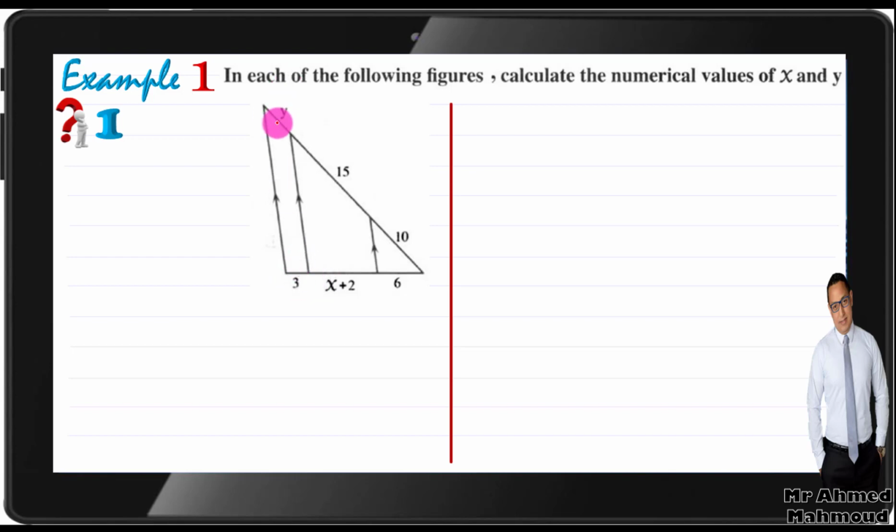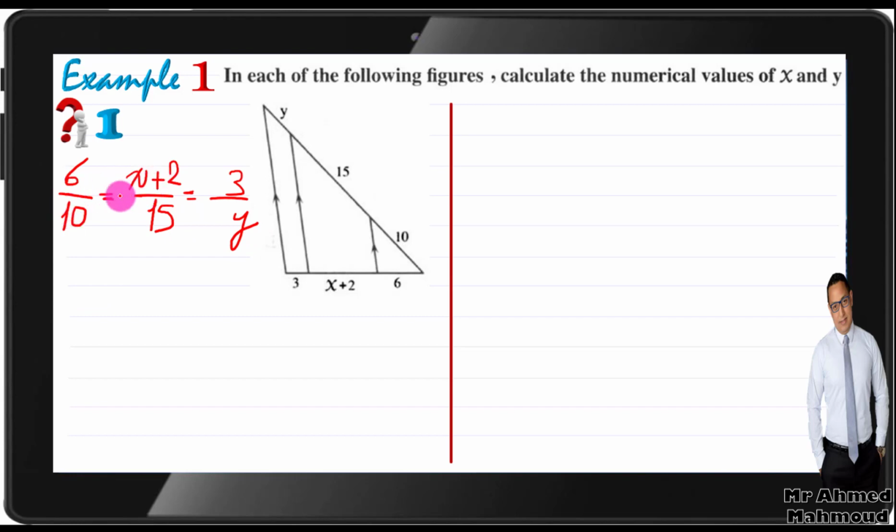to take Y over 3 equals 15 over X plus 2 equals 10 over 6, or 6 over 10 equals X plus 2 over 15, equals 3 over Y. So now we have three ratios, 6 over 10 equals X plus 2 over 15 equals 3 over Y. Now I'm going to make a cross multiplication.